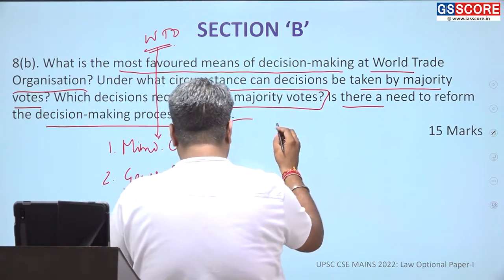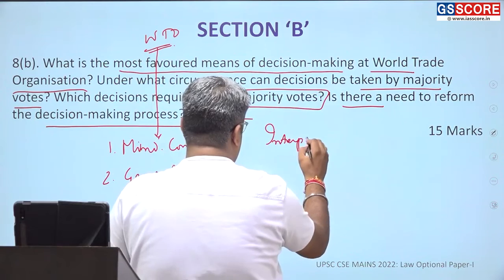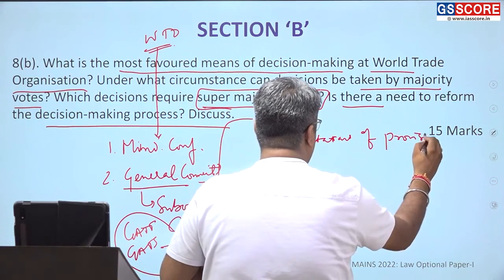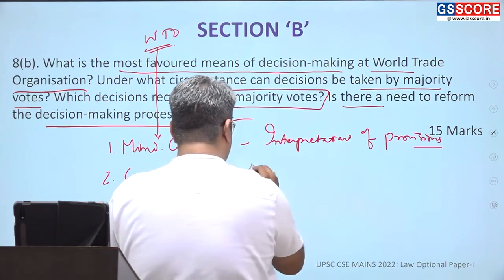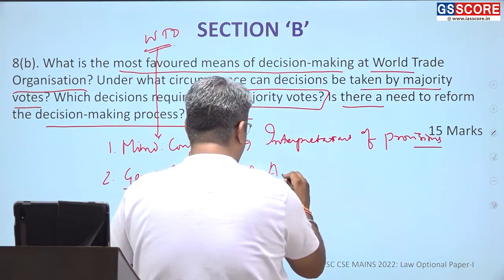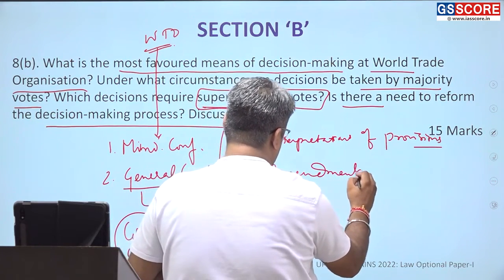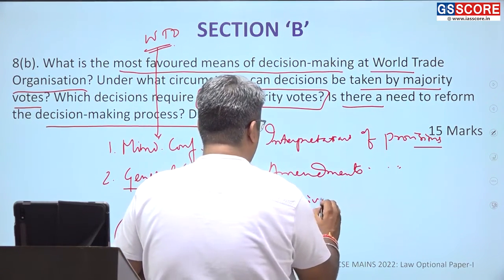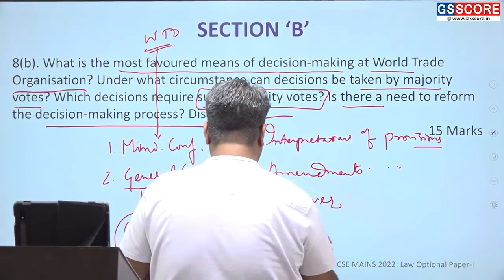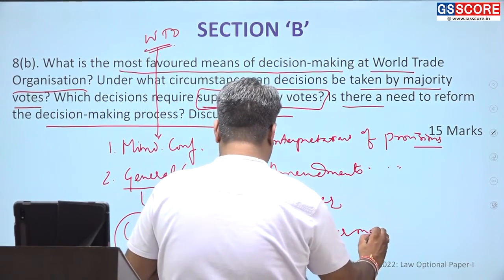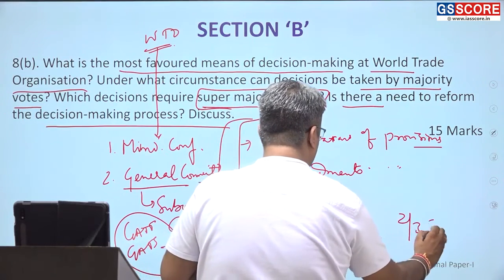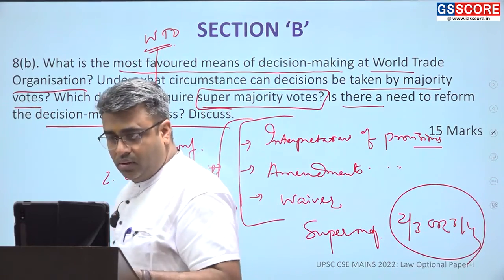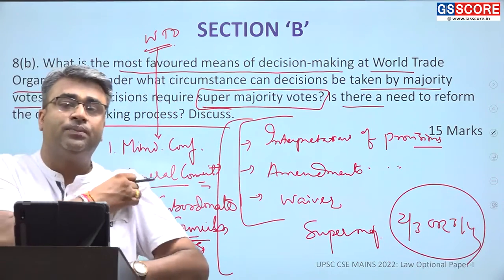And one of the limited cases is in case of interpretations of the WTO provisions, or in case of amendment of provisions, and in case of waivers, if any waiver is required from the WTO provisions. In all these three cases, we do require supermajority. And supermajority is basically 2/3 or 3/4, depending upon the situation. There is no specific criterion, so that depends upon the situation.